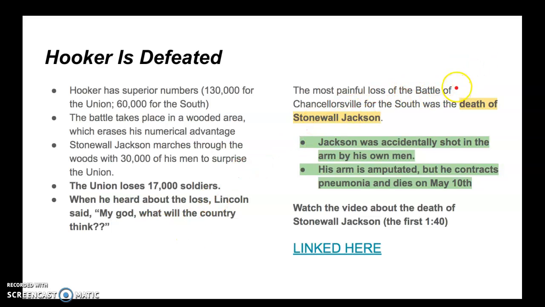The most painful loss of the Battle of Chancellorsville for the South, of course, is the death of Stonewall Jackson. Stonewall Jackson went out to check out an area at night on horseback with a couple assistants. On his way back, he is mistaken for an enemy soldier by some Confederates. He is shot, I believe two shots in one arm and then one in his other hand. His arm first is amputated, and then he is put into a hospital to recover, but he contracts pneumonia and dies on May 10th.